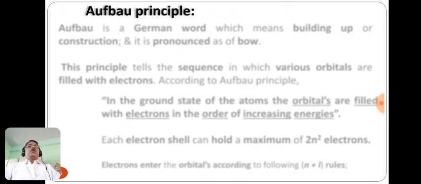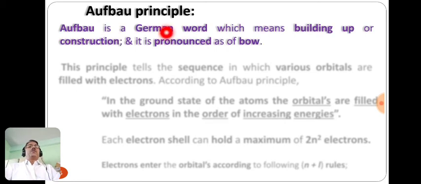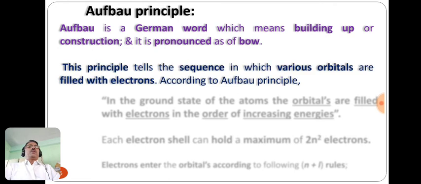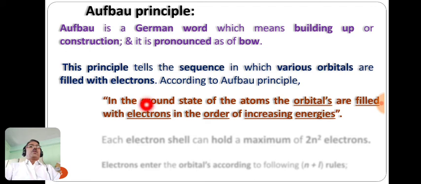Now the next is the Aufbau principle. Aufbau is a German word and its meaning is building up, or construction. This principle tells the sequence in which various orbitals are filled with electrons. According to the Aufbau principle, in the ground state of atoms, the orbitals are filled with electrons in the order of increasing energies.